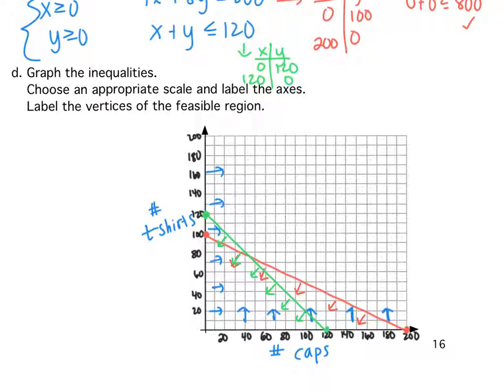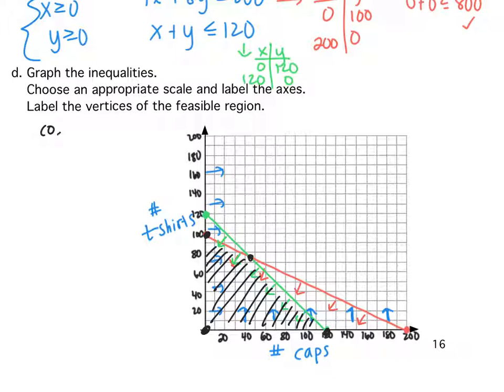Okay, the feasible region is where all these shading intersects or overlaps. That would be right here. We are also asked to label the vertices of the shaded region. How many vertices are there? 4. So there's one here, one here, one here, and one here.